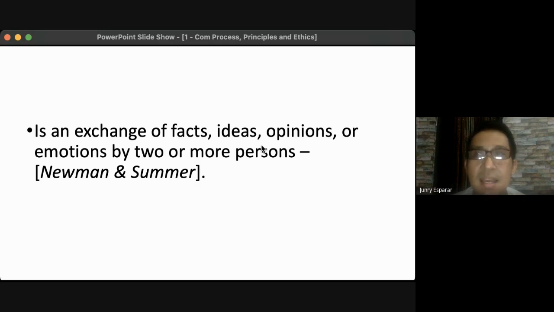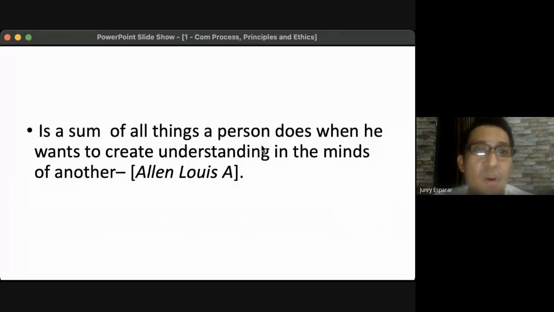Emotions sometimes are very difficult to appease, especially if someone is mad or really, really sad, or devastated because his girlfriend broke up with him, for example. So, emotions sometimes can be very, very hard to deal with. So we have to be careful with that as well. So it's a sum of all things a person does when he wants to create understanding in the minds of another. So that's communication. It's a really powerful tool.